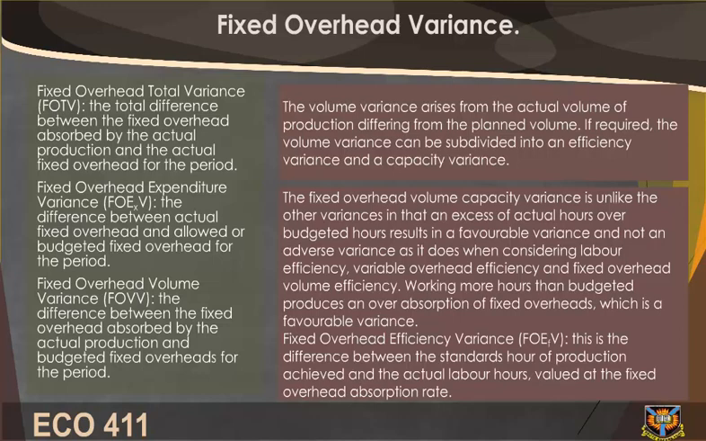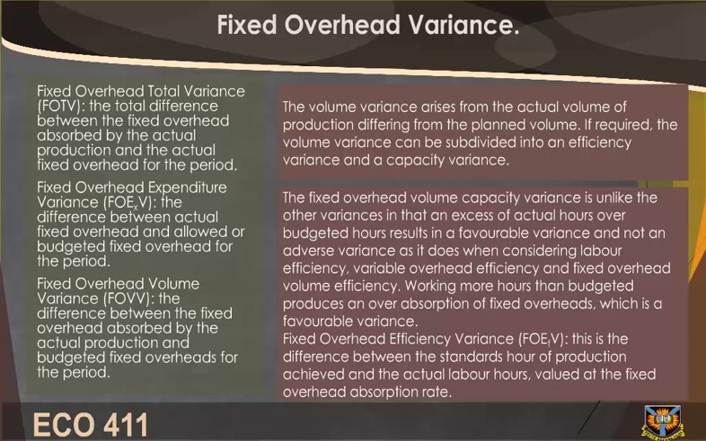The fixed overhead volume capacity variance is unlike the other variances in that an excess of actual hours over budgeted hours results in a favorable variance and not an adverse variance, as it does when considering labor efficiency, variable overhead efficiency, and fixed overhead volume efficiency. Working more hours than budgeted produces an over-absorption of fixed overheads, which is a favorable variance.